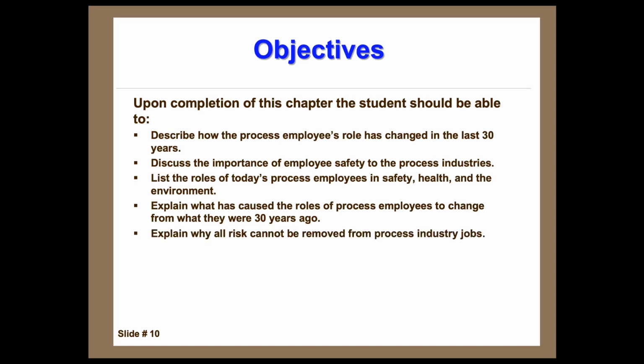The objective of this chapter is to explain why all risk cannot be removed from process industry jobs. Yes, we want to make it zero, but we will explain in this chapter why all risk cannot be removed from process industry jobs.